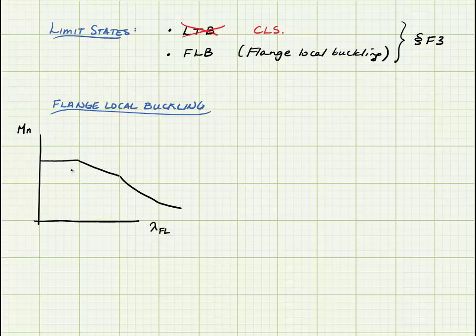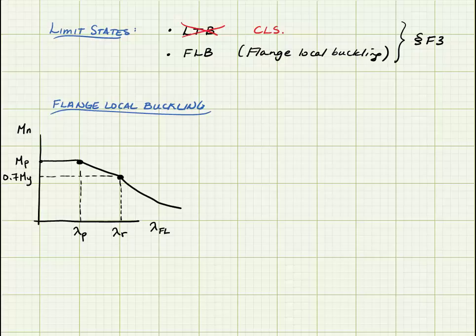So this first piece is going to have a y-axis value of M sub p. The first anchor point is going to correspond with a slenderness value of lambda sub p. The next anchor point is going to correspond with lambda sub r and a moment strength of 0.7 My.